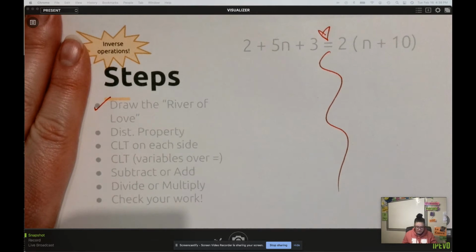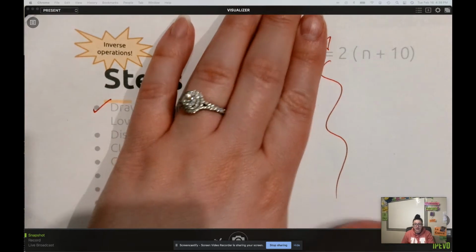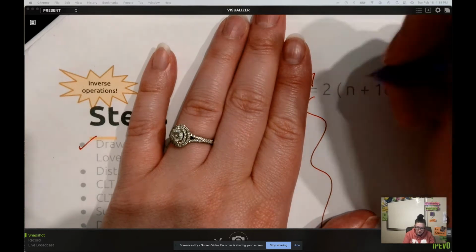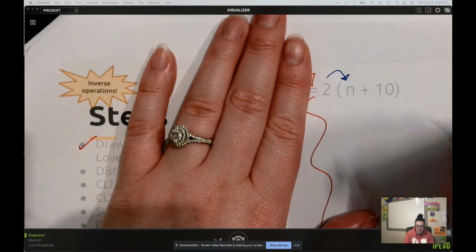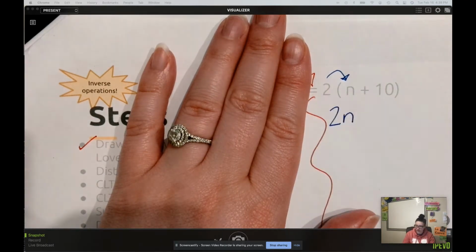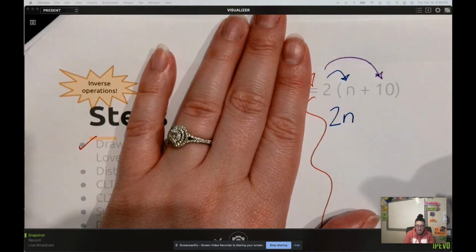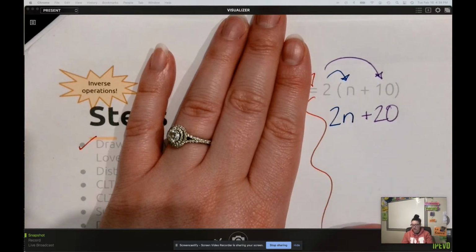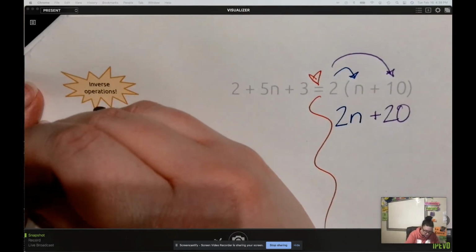Boom, river of love. No distributive property there, but I've got it over here. I need to distribute that 2. So it's 2 times n, 2n. What's 2 times a positive 10? Positive 20. So I need to make sure I do a plus 20. Boom, distributive property. Check.